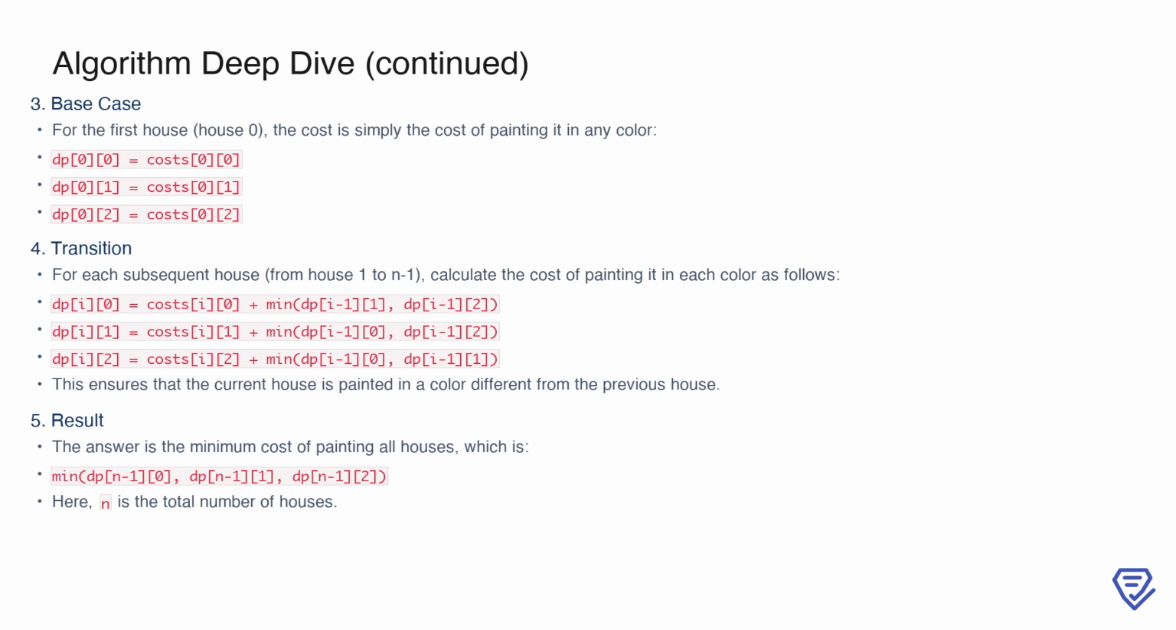Finally, after calculating the costs for all houses, the result is the minimum value among the costs of painting the last house in any of the three colors, as this represents the minimum total cost.